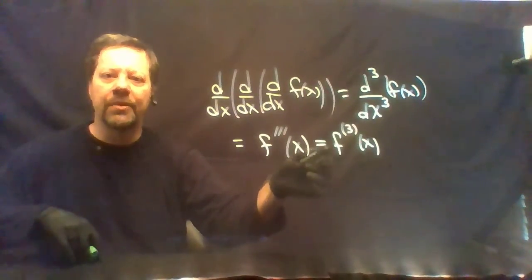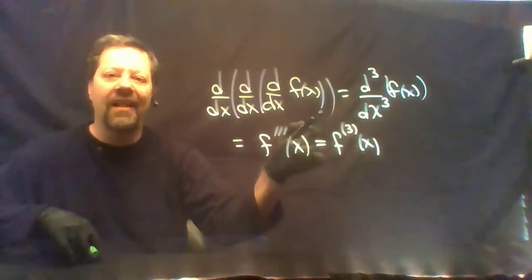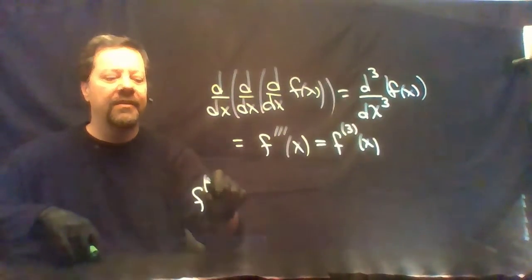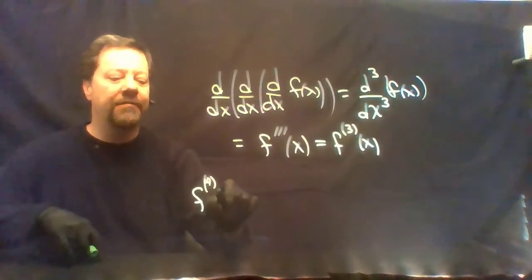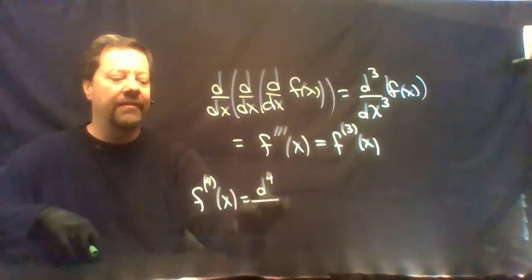Whenever a superscript is expressed in parentheses, it means that many derivatives. So if I have f with a superscript of 4 in parentheses, that means do 4 derivatives.